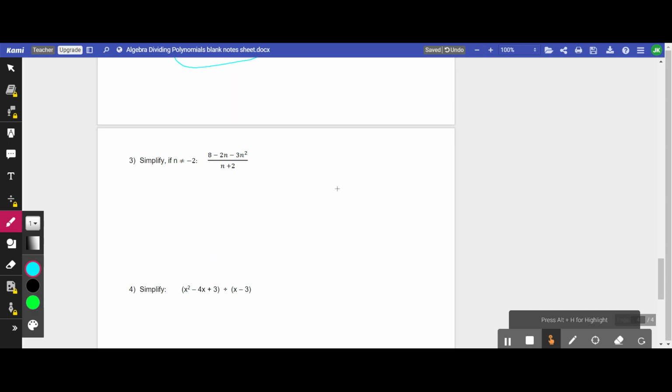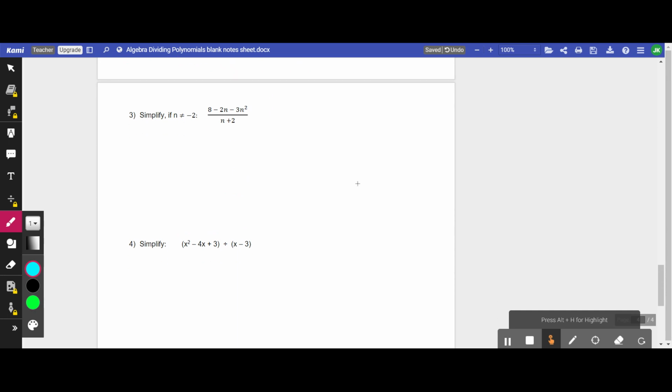Okay, so for your next one here, so this is simplify if n's not equal to -2 here. So this one is going to be like, so you have 2 terms on the bottom. It'll be like the new ones from today. So this is where you're going to factor your numerator. So you can factor your numerator here. So it's a trinomial there. There's nothing you can factor out first.